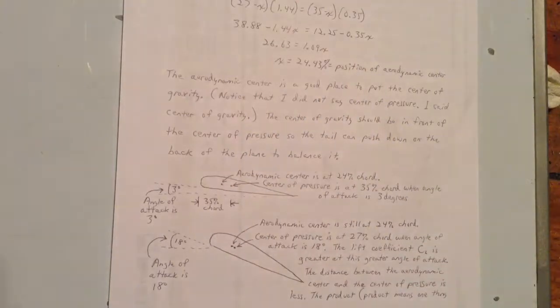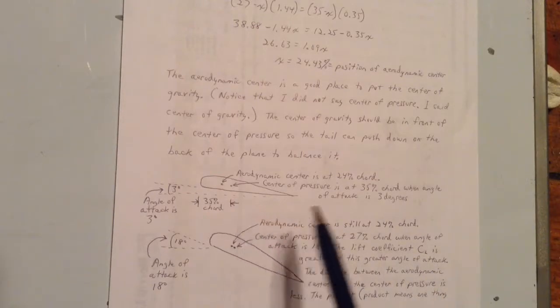Okay, the aerodynamic center is a good place to put the center of gravity of an airplane. Notice I did not say the center of pressure, I said center of gravity. We've talked about 3 different centers so far: the center of pressure, the center of gravity, and the aerodynamic center. The center of gravity should be in front of the center of pressure. This is what gives the airplane stability. So the tail pushes down on the back of the airplane because the center of gravity is in front of where the wing is lifting.